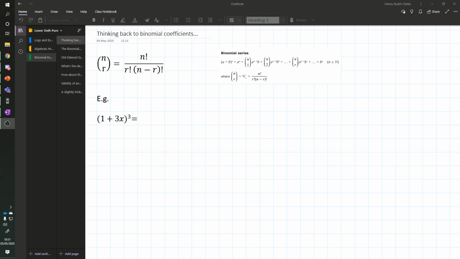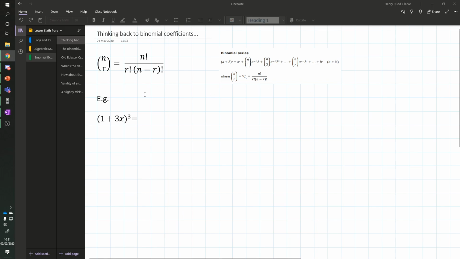Next chapter that we're going to do is the binomial expansion, which we've actually looked at before in the year one maths, but there's a few other bits and bobs going on in year two. It's quite a nice topic, follows on pretty nicely, so let's get going. So, we're going to start off by just thinking back about our binomial coefficients.